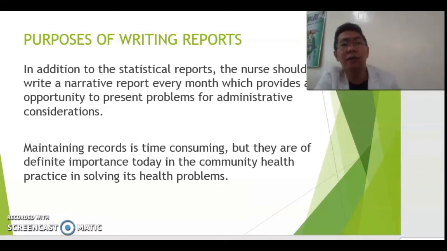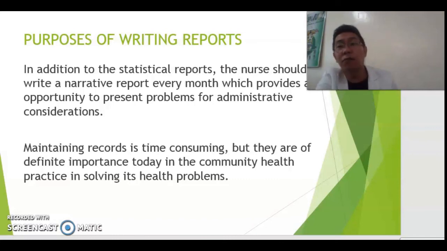So you should always have a narrative report, monthly, okay? So that you can present it to administrative conferences, okay? Because sometimes you will be called, okay, kung ikaw ay working in the barangay. So, of course, records and reports reveal the essential aspects of services in the barangay in logical order.